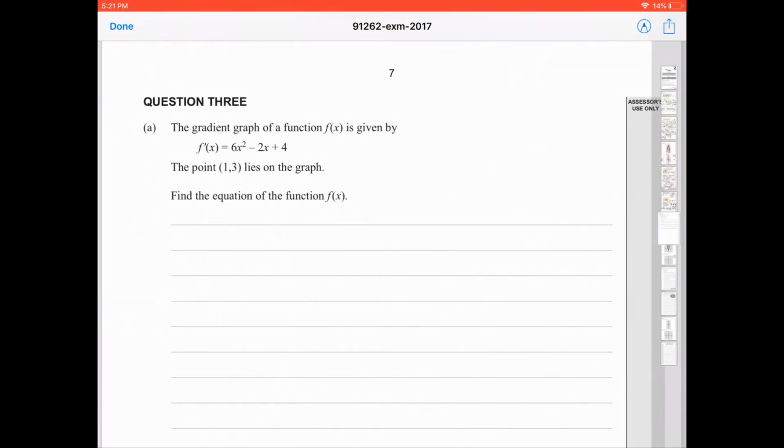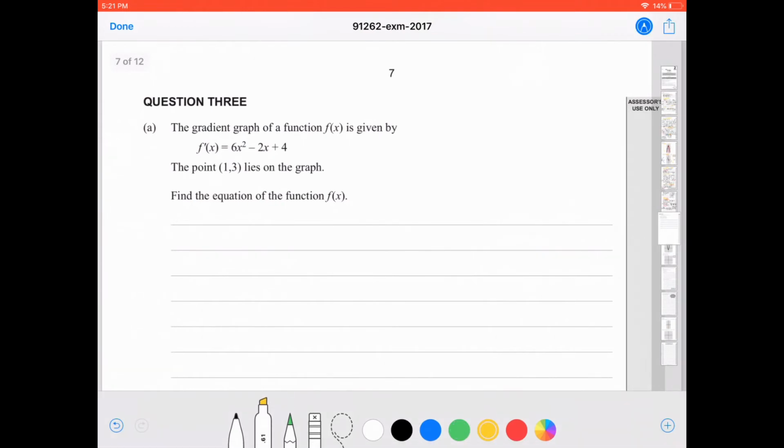So question 3a, it says the gradient graph of a function is given by f dash of x equals 6x squared minus 2x plus 4. The point (1, 3) lies on the graph. Find the equation of the function f of x. So, finding the original function here.